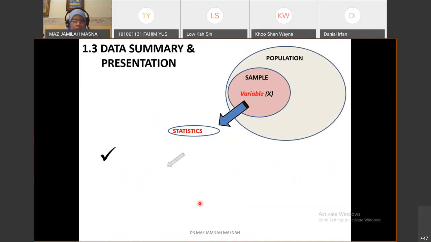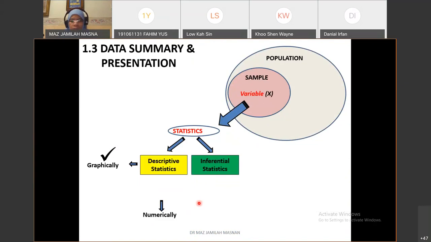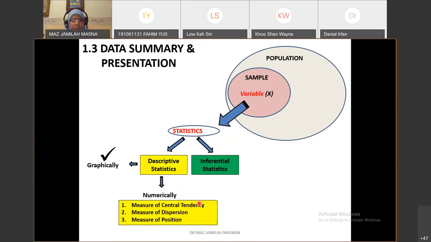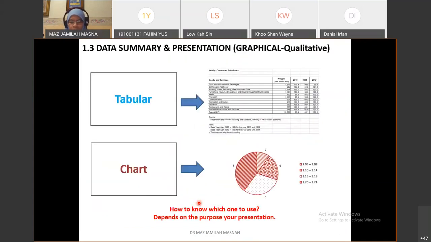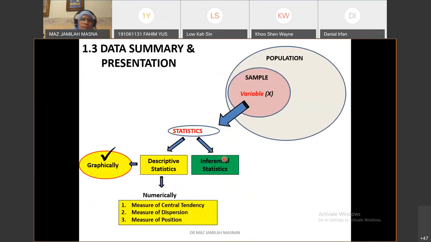Now, we are going to move into what we call data summary and presentation. Just now we were talking about the data, what types of data we have, and the distinction between grouped and ungrouped data. Now, this slide reflects the first class that we had last night. We talked a lot about population and sample. These are the two terms that you are going to use a lot in this course.